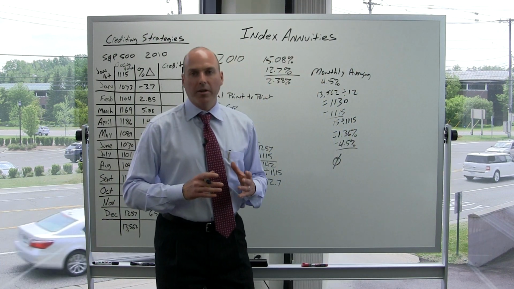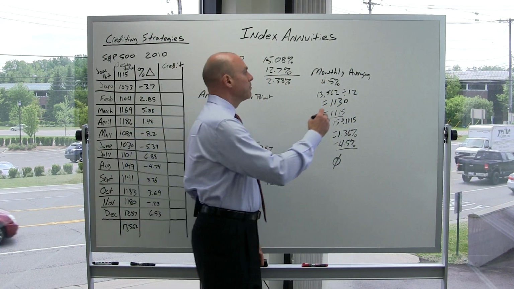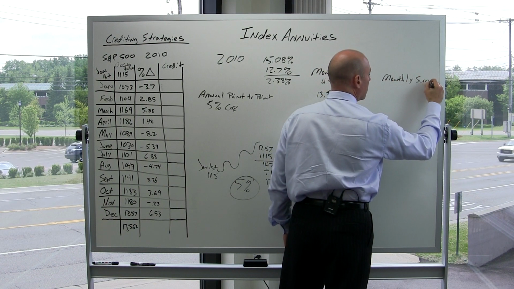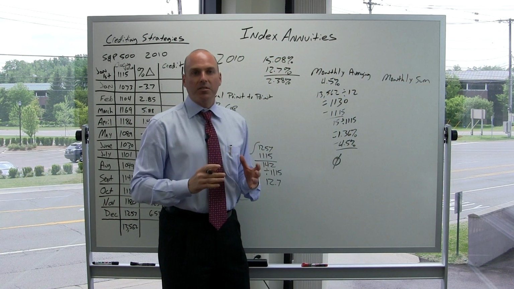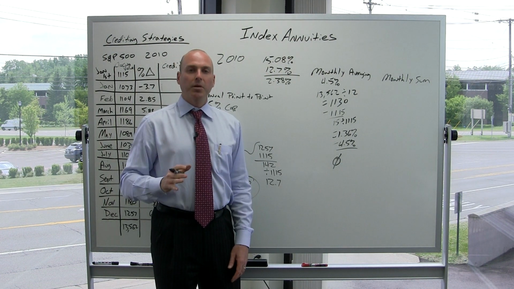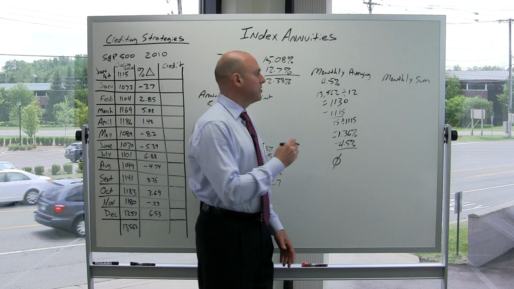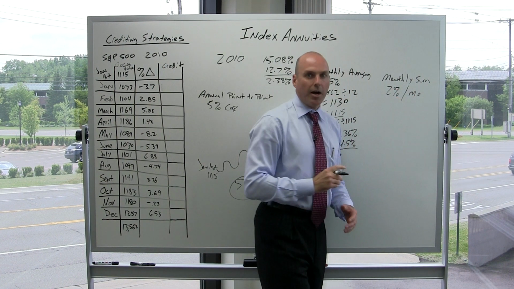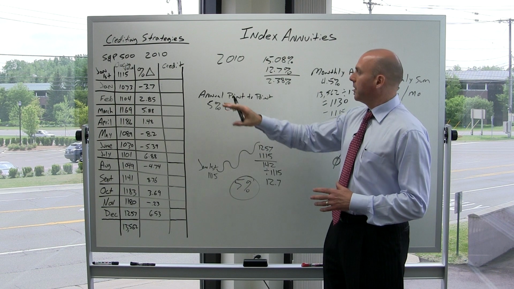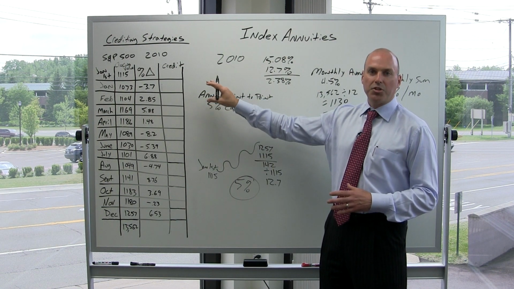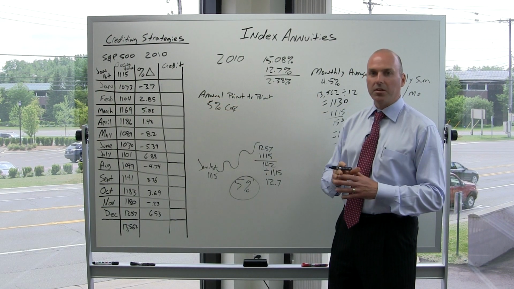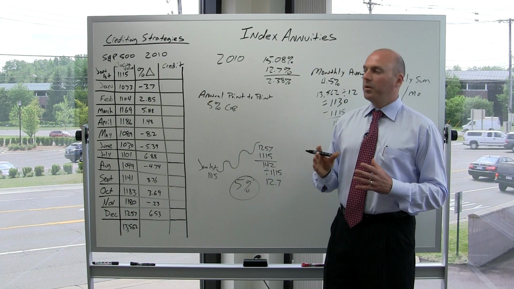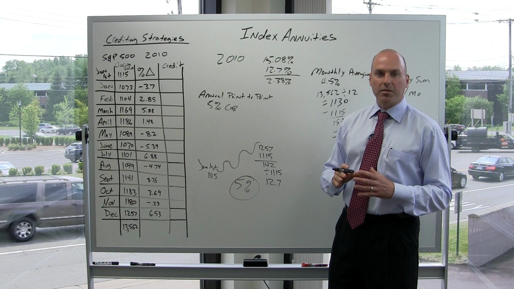Okay, let's look at the final crediting strategy, monthly sum. With monthly sum, it's common to see a cap. However, this will be a monthly cap. For this example, let's use 2% as our monthly cap. Now what we're going to do is look at this middle column over here, the percent change of our index on a monthly basis. And we're going to apply our cap to that column so we can see what the effect of that cap was on a monthly basis.